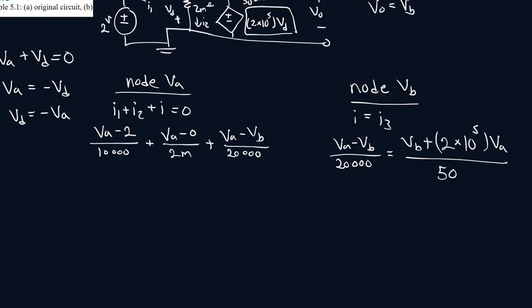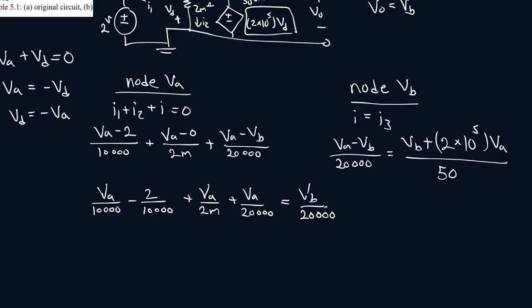So let's isolate for 1. So let's break this all up. So it'll be VA over 10,000 minus 2 over 10,000 plus VA over 2 million plus VA over 2,000. Let's bring the VB to the other side. Okay, let's try and isolate for VA. Okay, then we can substitute VA into here and then solve for VB.